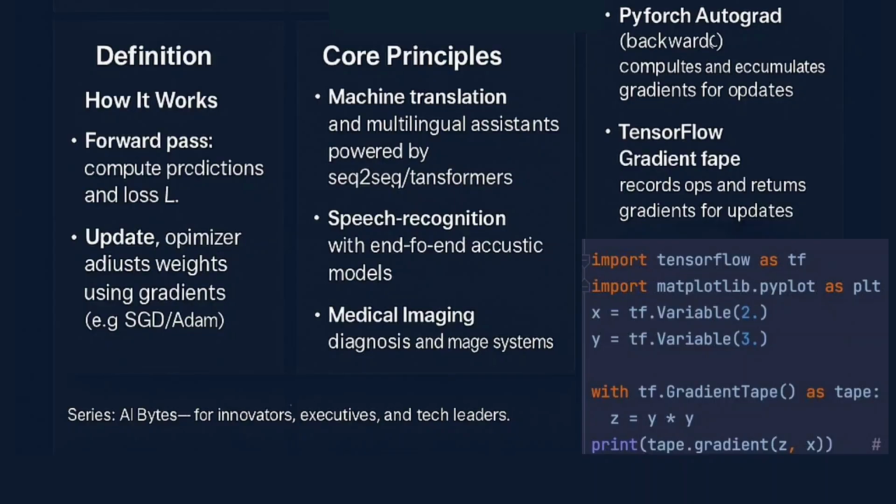In the real world, backpropagation underpins transformative applications across industries. It's the backbone of machine translation tools like Google Translate, which employ seq-to-seq transformer models trained through backprop to enable seamless multilingual communication in global business. Speech recognition systems in virtual assistants such as Siri or Alexa use it to optimize acoustic models on audio data, ensuring precise transcription for enterprise voice interfaces.